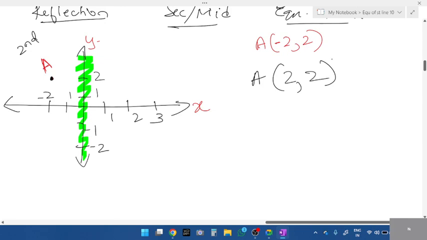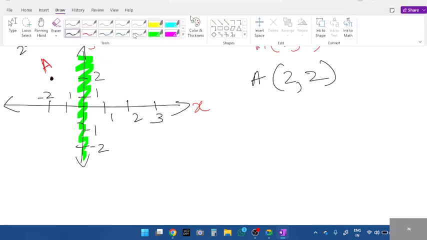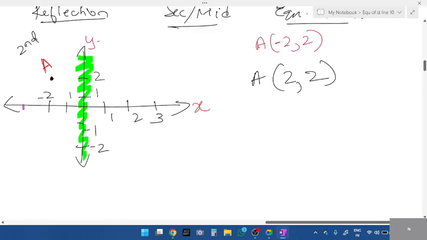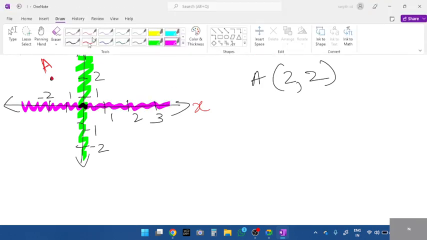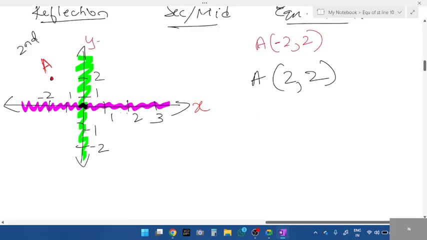Okay, their numbers will never change. All of you will remember this. Whenever the mirror is on the axis, their numbers will not change. Even in origin, numbers will not change. Numbers will be the same, only the signs will change. So you get 2, 2. The point is here, A dash. 2, 2 is the object.